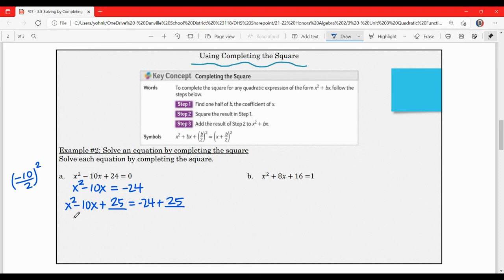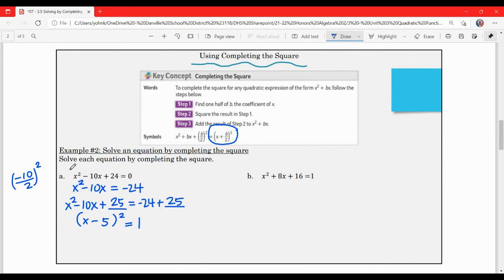Now on the left side, I can take the long way, which is to find the two numbers that multiply to give me 25 and add to give me negative 10, or I can take the shortcut, which is kind of right here. What you do is you take the letter from the problem and you put it in the parenthesis. You take the sign that's after that and you put it in the parenthesis. And then you take the half number, b divided by 2. So that's negative 10 divided by 2. That's negative 5, so that goes there. Quantity squared equals, and then negative 24 plus 25 is 1.